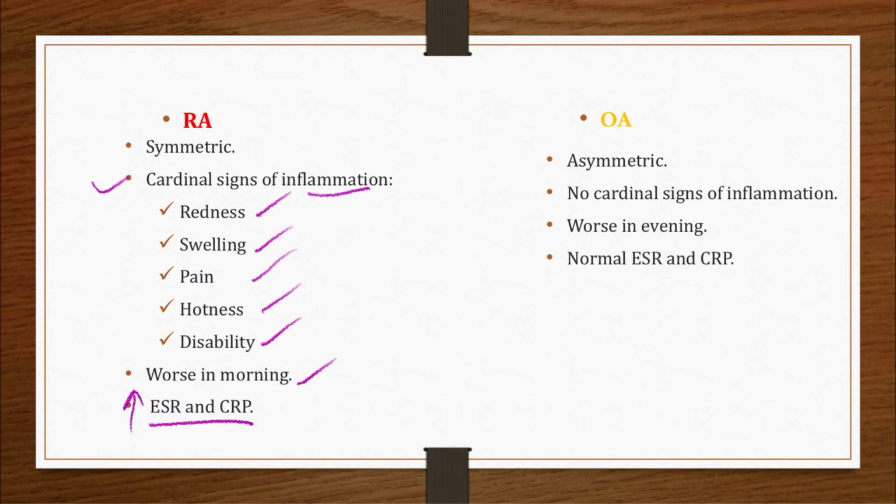Whereas osteoarthritis is an asymmetric, non-inflammatory arthritis, which means your patient will not have the cardinal signs of inflammation and the elevated levels of ESR and CRP. Unlike rheumatoid arthritis, in osteoarthritis, the stiffness and pain are worse in the evening.